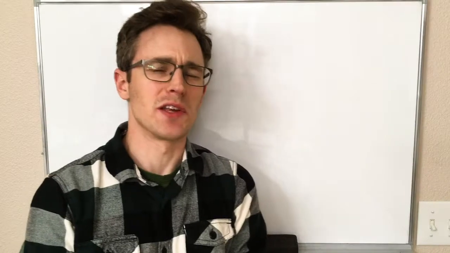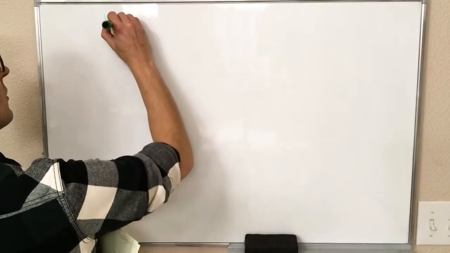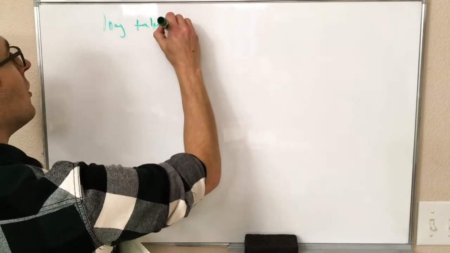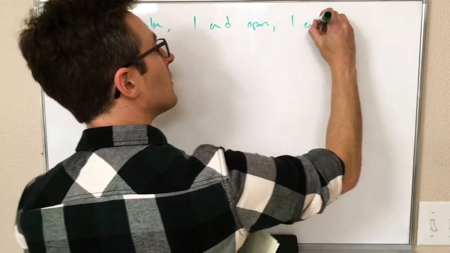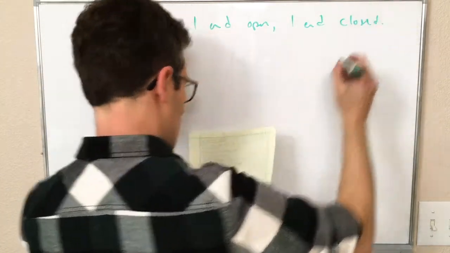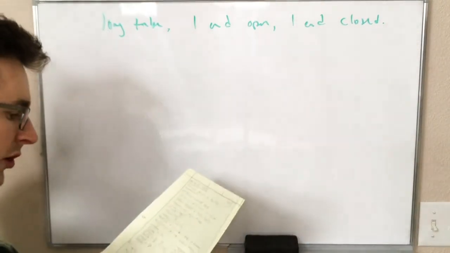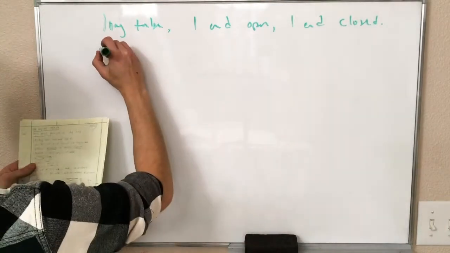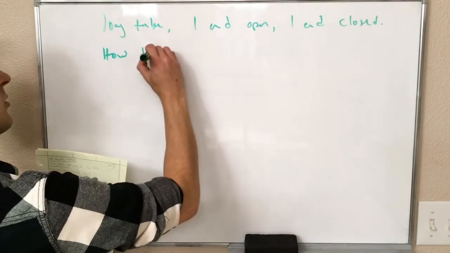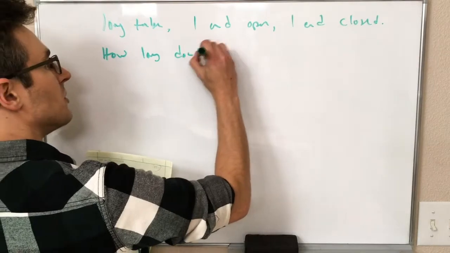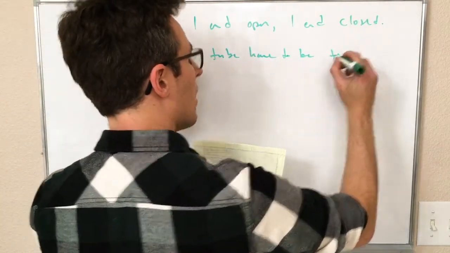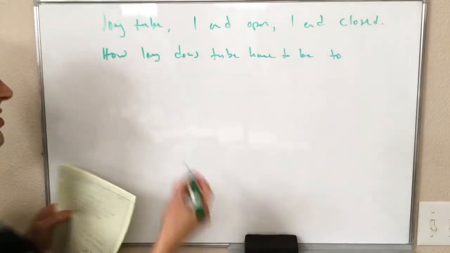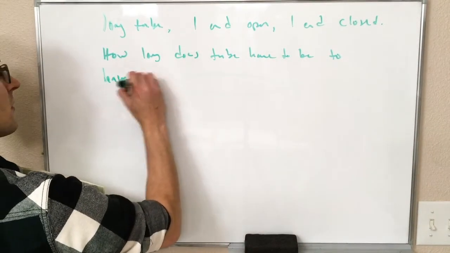So let's do a standing wave resonance example. Let's say we have a long tube with one end open and one end closed. And we're looking at sound waves in it. And we want to know, how long does the tube have to be to have a fundamental frequency of 150 hertz?